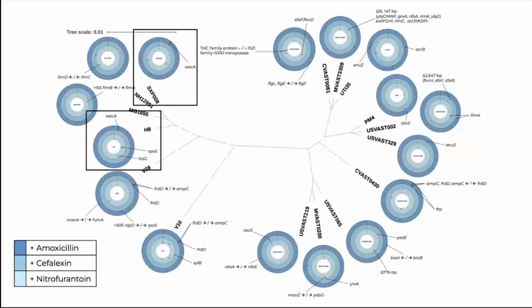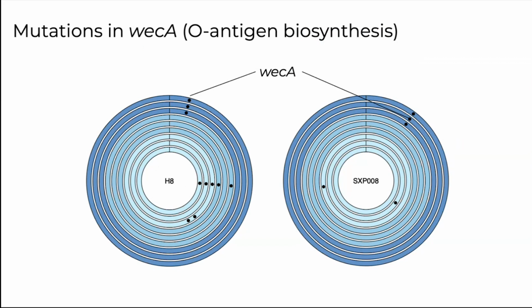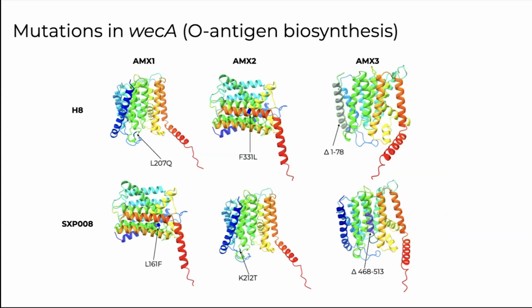Next, I want to look over the left-hand side of the tree. These are two of our 4 ST10 strains. And if we zoom in on these, we can see that we have reproducible mutations in WEC-A, which is involved in O antigen biosynthesis. Now, each of these 6 mutations are different. 4 have non-synonymous SNPs. 1 has quite a large deletion that takes out, I think, the first helix of the protein. Another has a deletion that takes out about half of a helix, approximately in the middle of the protein. So most of these look like they could have quite a large impact potentially on the protein.